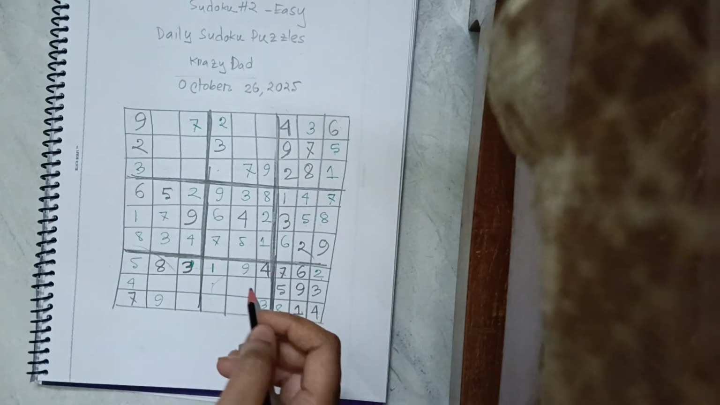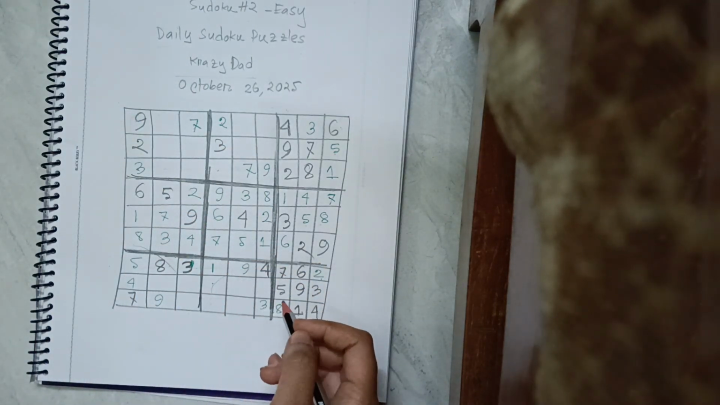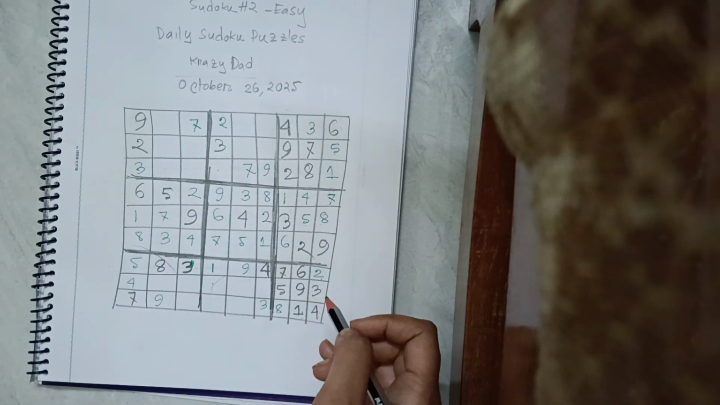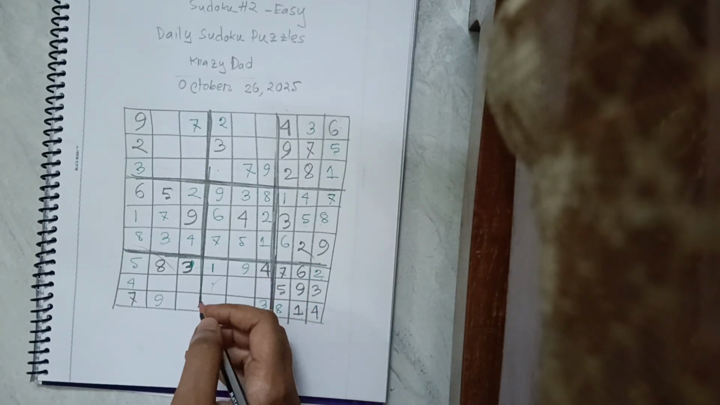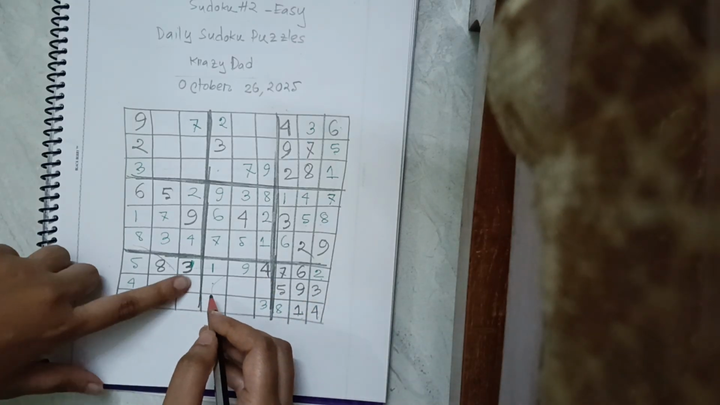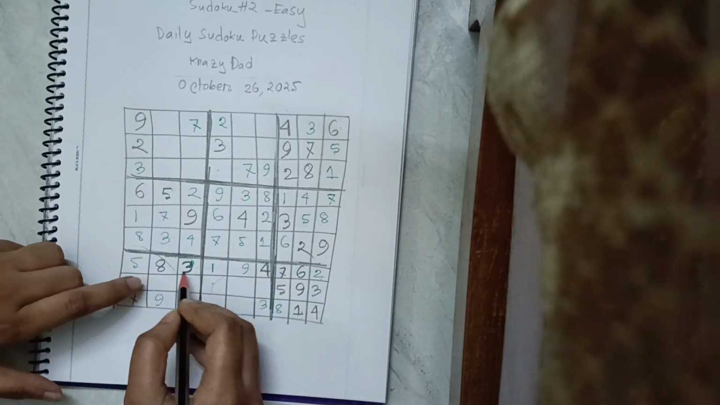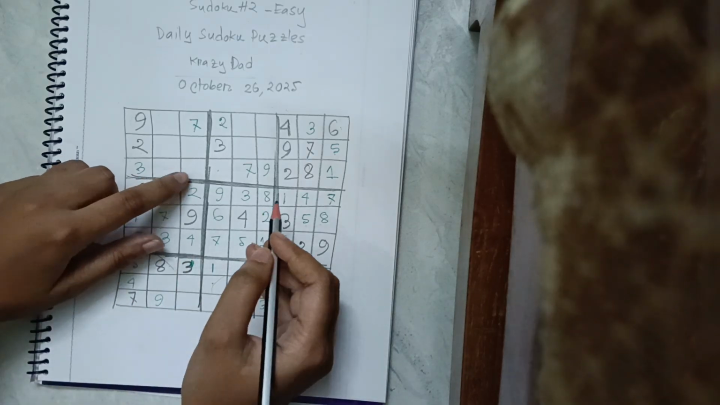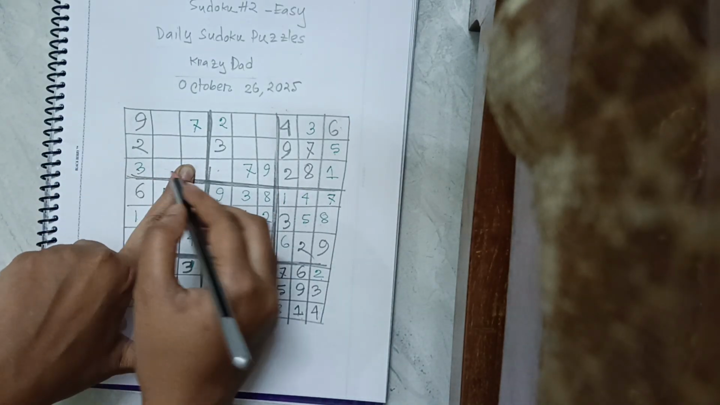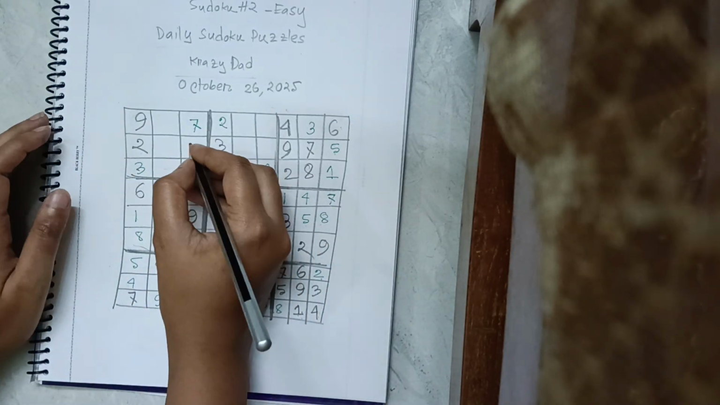Is there enough information for 8? Yes, there is enough information for 8. We cannot write 8 in these two boxes because 8 is already in this medium box. We cannot write 8 here because 8 is already in this row, so it must be here.